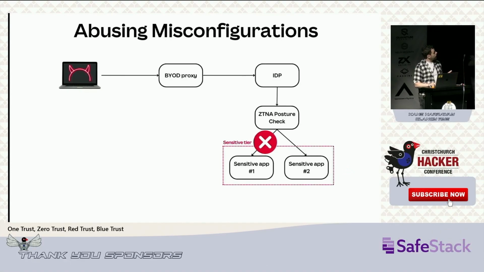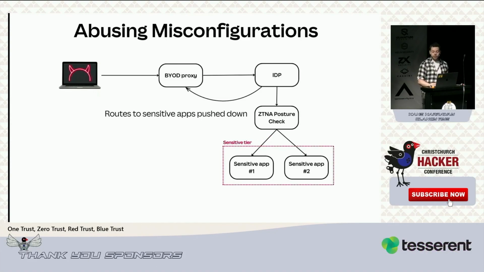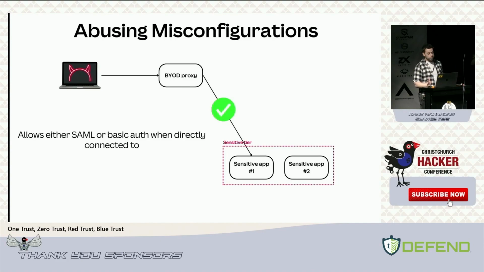Womp womp. We get denied, and it's due to not having a correct certificate, as we expected. However, upon trying to access it, IDP helpfully is going to push down routes to those applications so we can actually talk with them, allowing us to reach them directly. Unfortunately, or maybe fortunately for us, it appears that sensitive app number one has been misconfigured to allow authentication via a SAML or a basic authentication, which allows us to bypass the controls and just directly log in anyways.